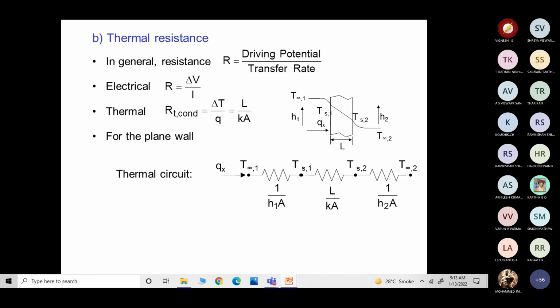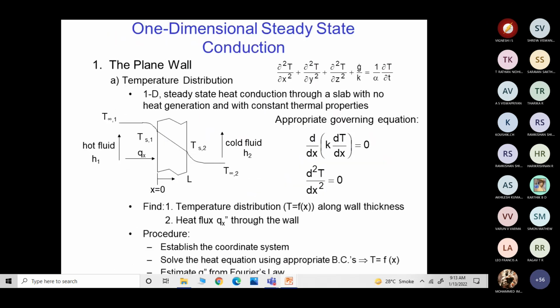I have already told you in the previous classes, from this equation, the basic equation is this one. We are neglecting the y-axis, we are neglecting the z-axis, and we are neglecting the internal generation, and we are assuming steady state. When we assume steady state, what will happen?